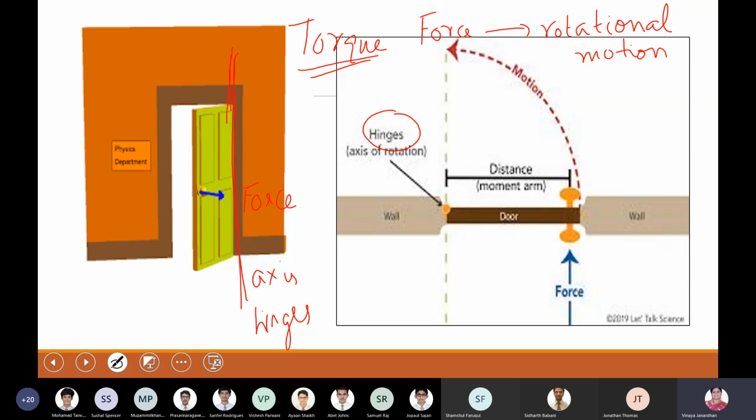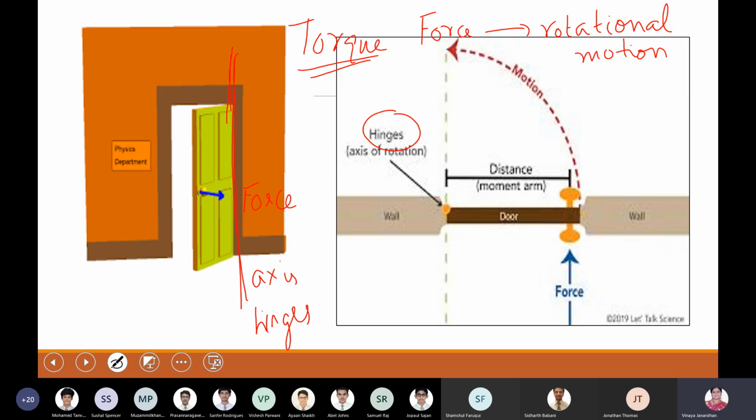So what is going to happen? Your door is going to rotate. It's not a complete rotation, boys. Your door is going to rotate about an axis passing through the hinges. The question is how rapid or how fast your rotational motion, you opening the door or closing the door, depends upon the force you are using.